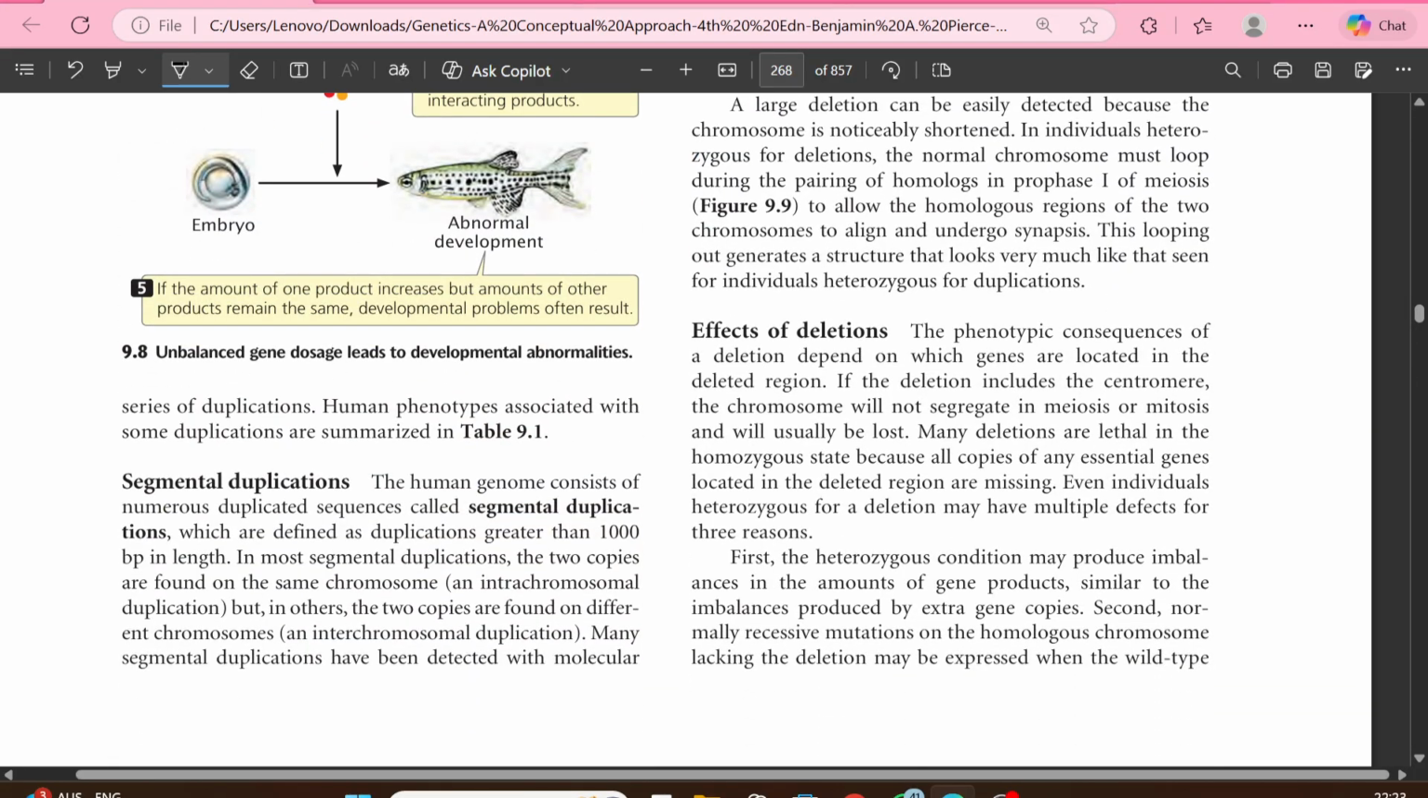Then there is a term which talks about segmental duplication. Now segmental duplication is common in humans. What happens is there are large duplications of certain regions which are approximately 1000 base pairs, and these get duplicated again and again. So this is generally normal in the human chromosomes, and this is the important source of evolutionary novelty. Now this can be intra as well as interchromosomal duplication, which is observed in humans. So segmental duplication is nothing but the genome which consists of numerous duplicated sequences.